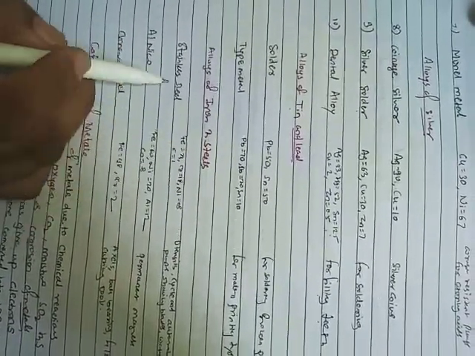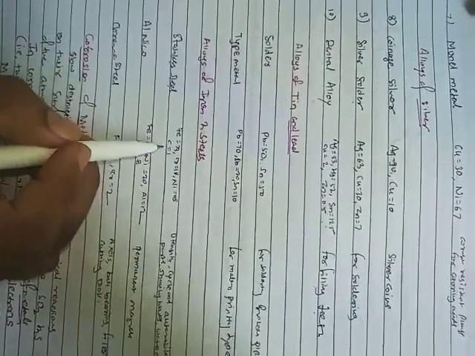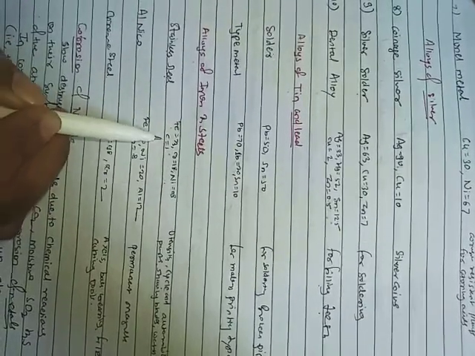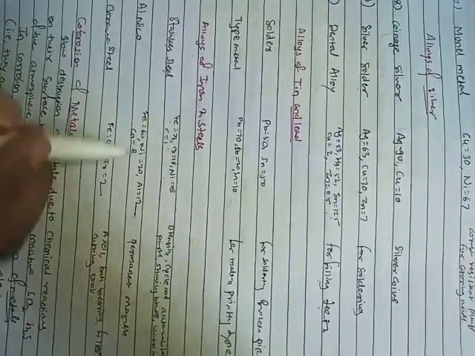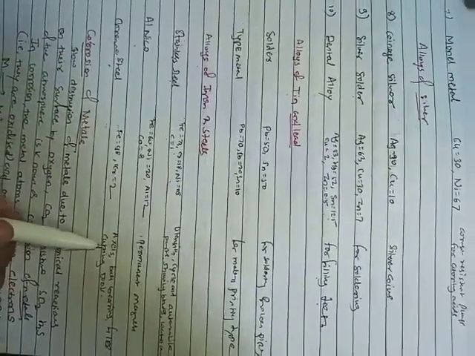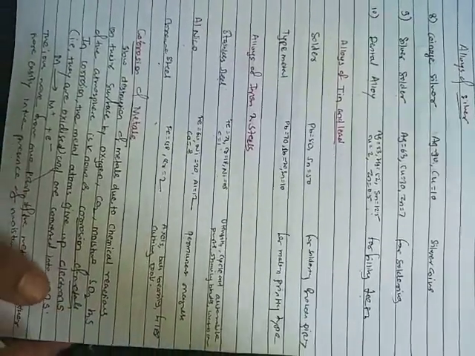Here different stainless steels are also there. You can observe the percentages: iron, chromium, nickel, then carbon. There are many uses. Alnico, and chrome steel for making axles, bearings, files, cutting tools.